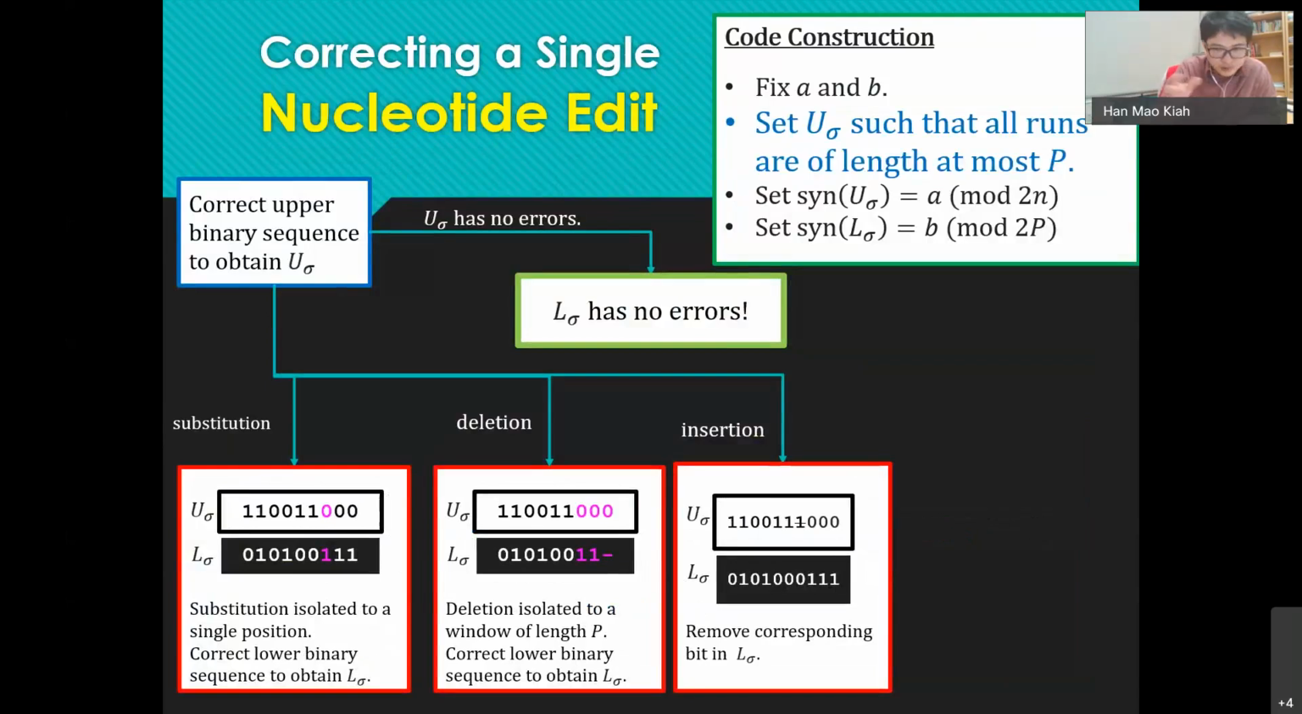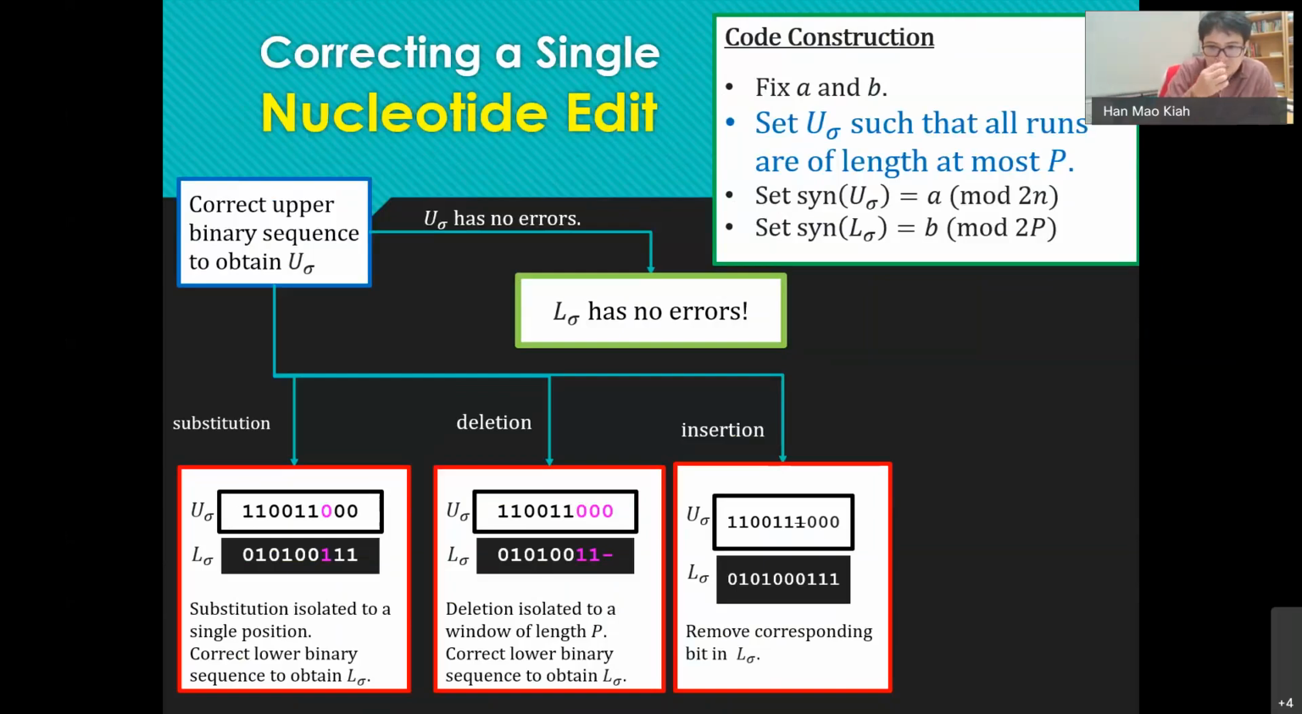So again, I have glossed over many technical details, and you can look at our full paper on arXiv. For the actual code, in addition to this shifted VT syndrome, we also enforce a constraint on the upper sequence. Basically, we restrict the maximum run of the same bits to be at most p. I don't want to go through the details, but here is the decoding algorithm. If you're interested, look into our arXiv paper.